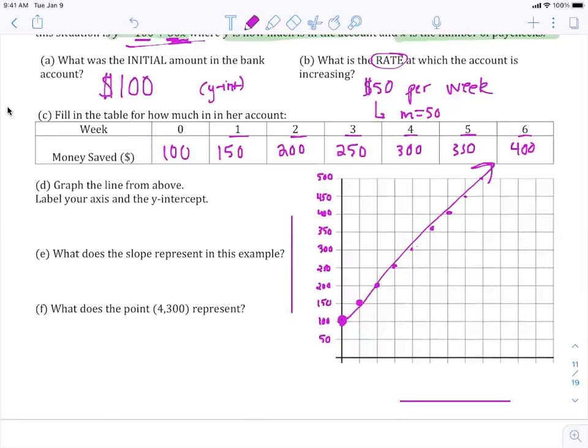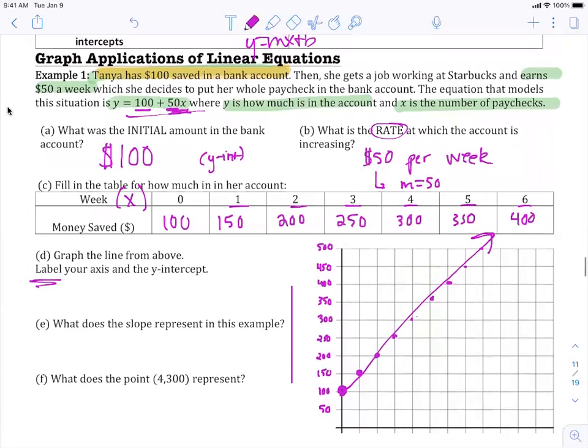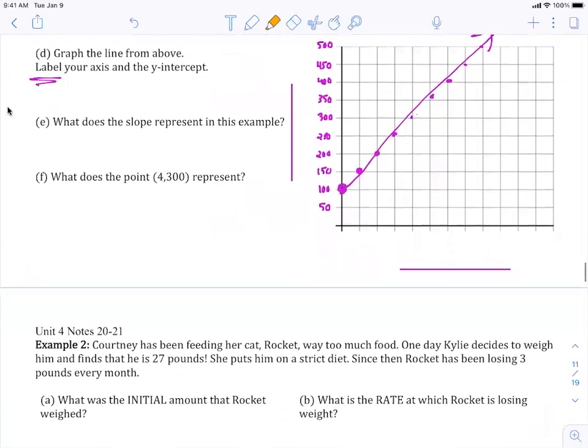Now, when it comes to labeling, I did say this is going to be a point that you're going to get on the quiz. It's going to say label your axes. This just means tell me what these values are representing. Tell me what the x-axis is representing and tell me what the y-axis is representing. Well, what's in place of X? All of my X values are in the weeks column, and that is something that I didn't notate up here as well. If you look up here, it says Y is how much is in the account and X is the number of paychecks. So what do you know? Those are going to be your categories.